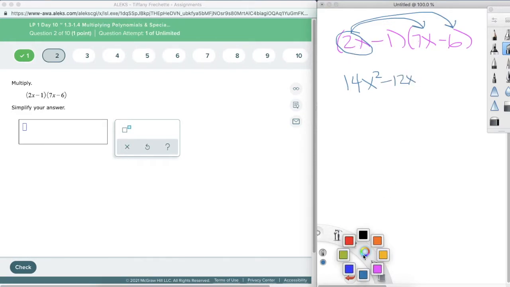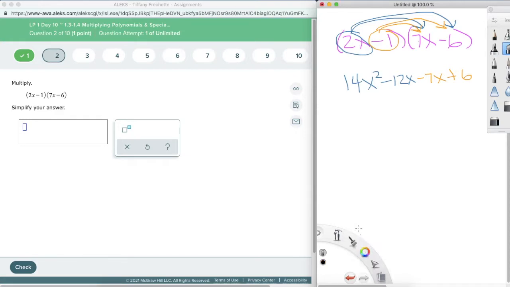And the next piece is this negative 1. So I'm going to distribute this guy. So I end up with negative 1 times 7x. So that's negative 7x. And then negative 1 times negative 6 gives me positive 6. Now I just need to make sure I go through and I combine my like terms.